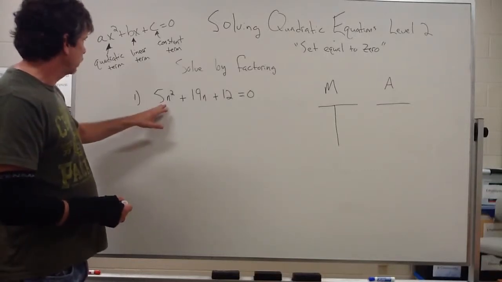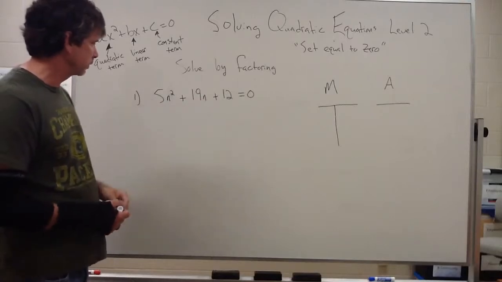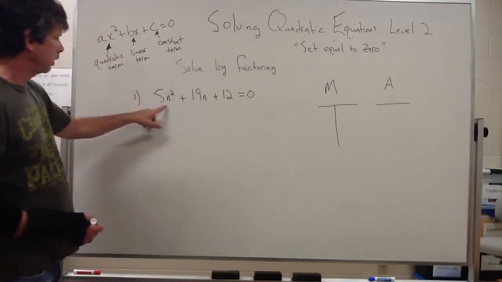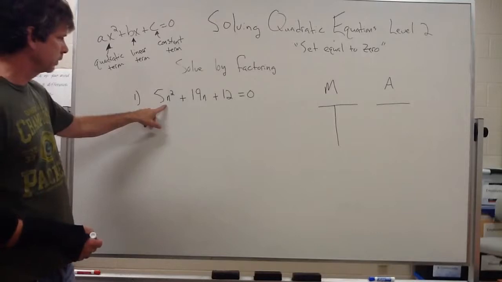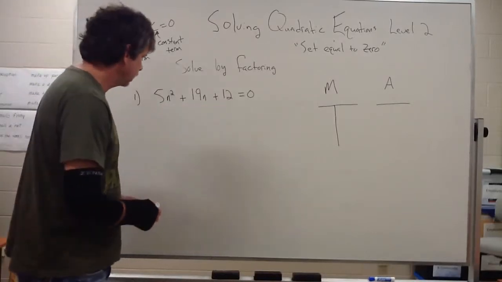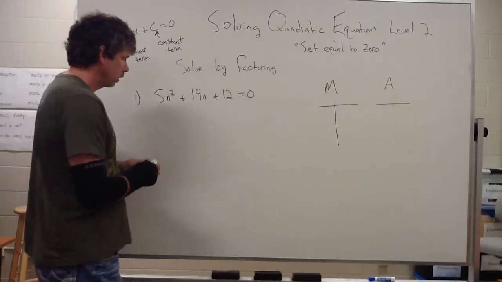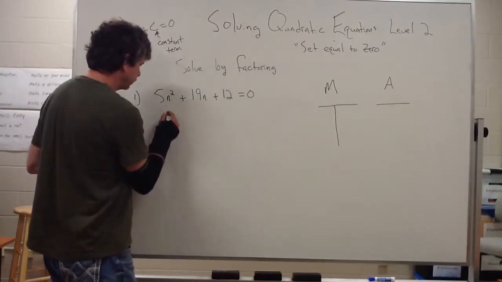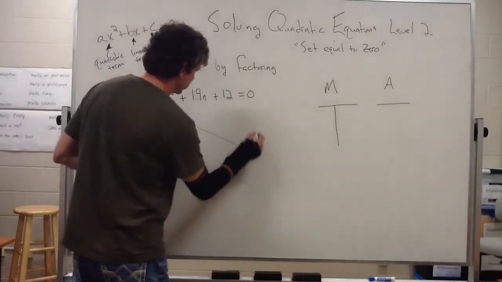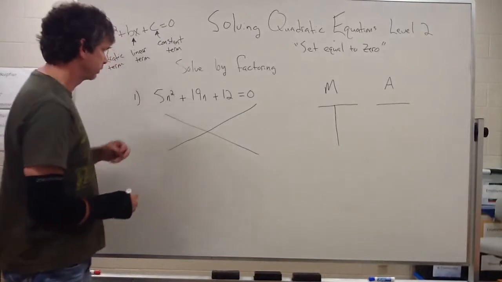So we have our quadratic equation, 5n squared plus 19n plus 12. Remember, this is the quadratic term. This is what makes the quadratic equation. This is our linear term, and this is our constant. Now again, since there's a coefficient in front of the n squared, the way to factor this is we like to use what's called the x factor strategy. So you draw your x on your paper.